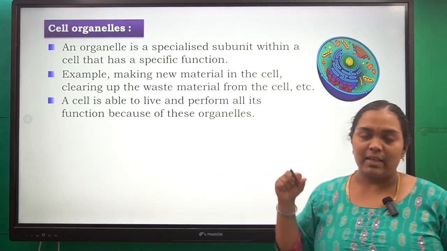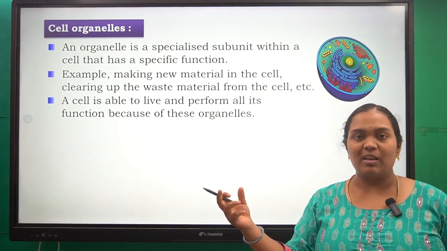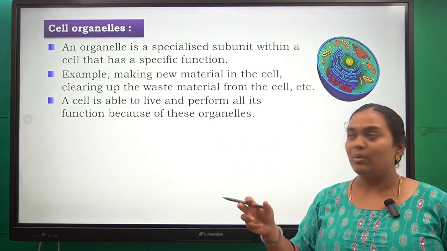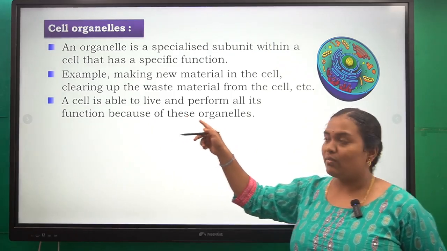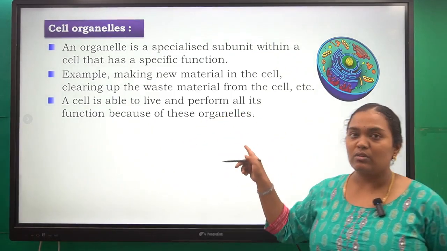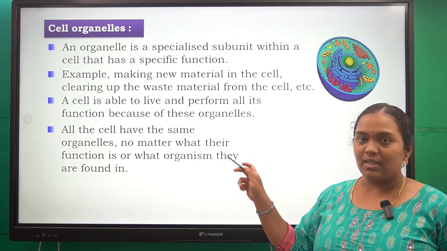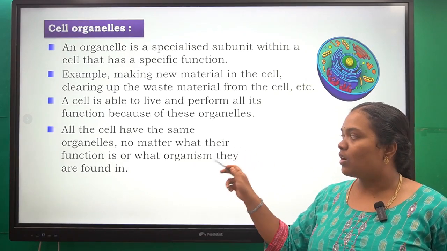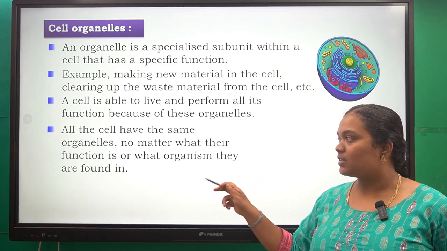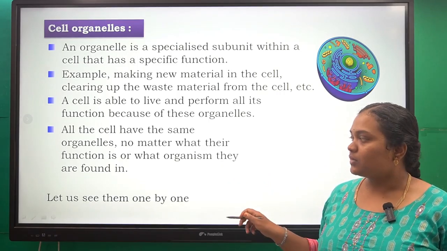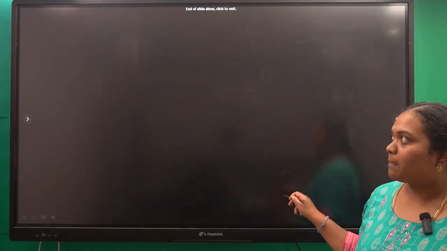Only if the material is being made and the toxic material is thrown out is the cell said to be living. So a cell is able to live and perform all its functions because of the organelles present in it. All cells have the same organelles no matter what their function is or what organism they are found in. Let us see them below.